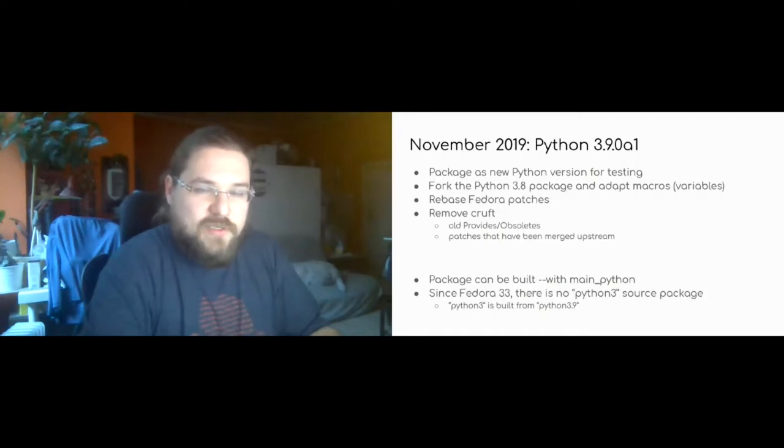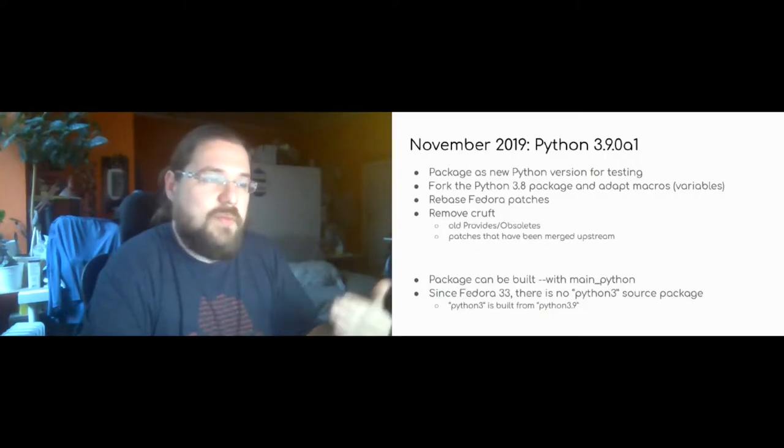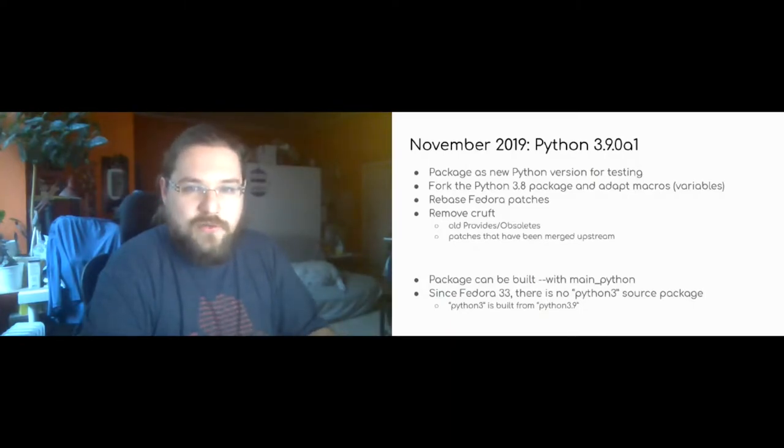We use Git to create our patches, so it's fairly easy. And we remove some old cruft that's no longer relevant to a new Python version. What happens often is that there are some patches of features that were developed in Fedora first in coordination with Python upstream, and we can ditch them because they have been incorporated into the new Python version.